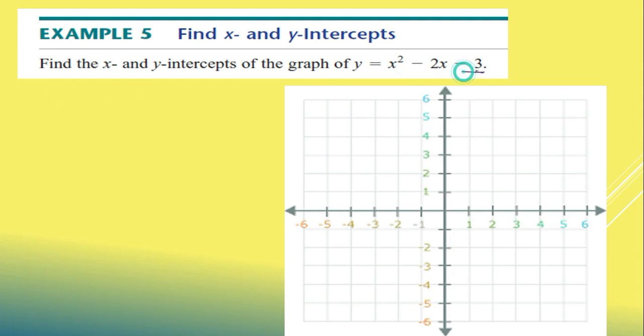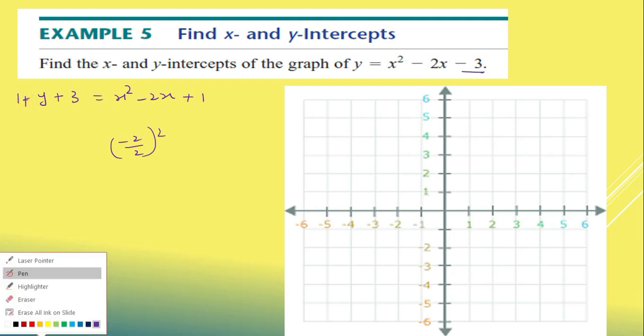I just write this negative 3 to the left side. That means I am going to add 3 on both the sides. It will be y plus 3 on the left side, x square minus 2x on the right side. Now we must know how to complete the perfect square, isn't it? To complete the square here, the term to be added is 1. You take this minus 2 from here, divide it by 2 and square it. This is 1. So when I add 1 to the right side, add 1 to the left side also.